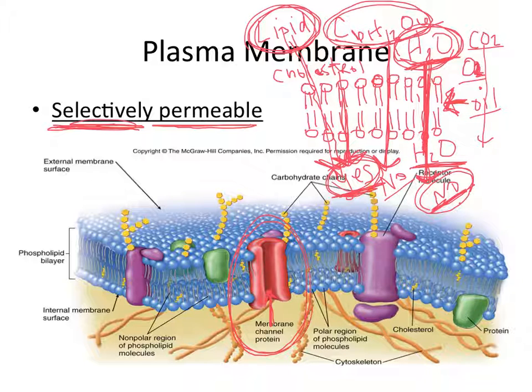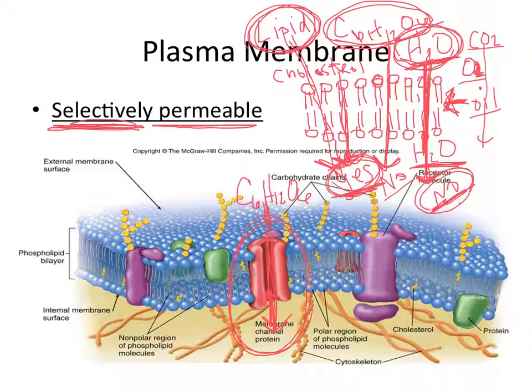So something like glucose, again, C6H12O6, would enter the cell by way of these channel proteins. Water also enters the cell through these little channels. These channels that allow water to pass through are called aquaporins. They're like little pores. They're not shown in this picture, but they're found throughout the plasma membrane, and they allow water to pass through.